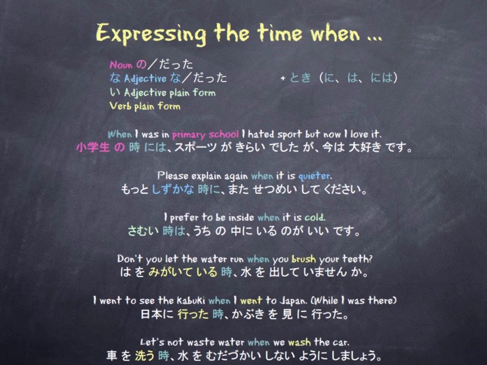And in our final example, let's not waste water when we wash the car. 車を洗うとき、水を無駄遣いしないようにしましょう. Again, we have a verb in its plain form, which is araimasu, and that plain form is arau. So arau toki, when we wash.